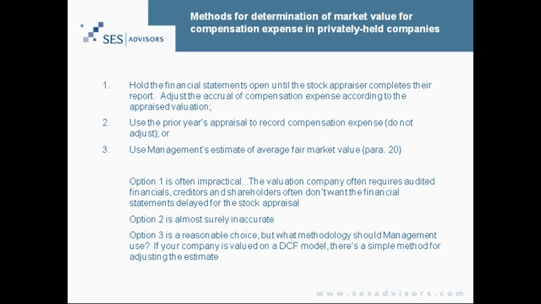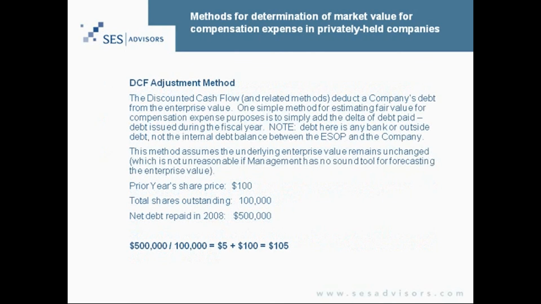The third option, and this is discussed in the SOP to some extent, is management making an estimate of the fair market value. And so the next question, of course, is, well, I'm not a valuation expert. How can we as management make any better guess about the value of the company than, say, using last year's valuation? Well, we're going to discuss briefly a simple method that's a pretty reasonable approach to estimating fair market value. And I'll call this the DCF adjustment method.